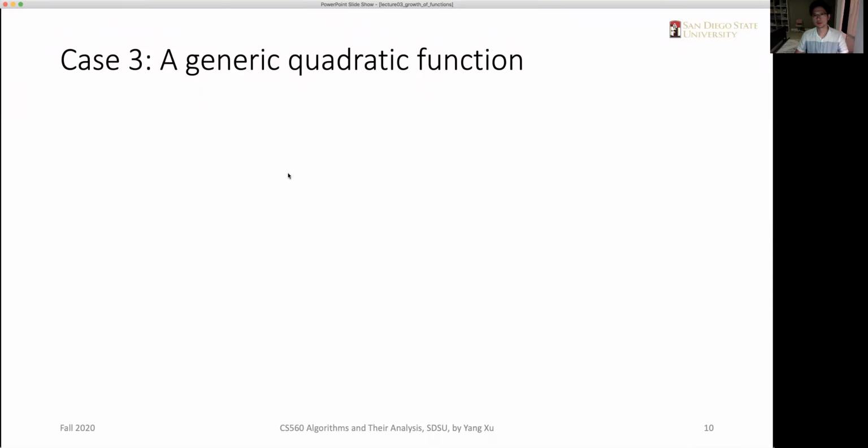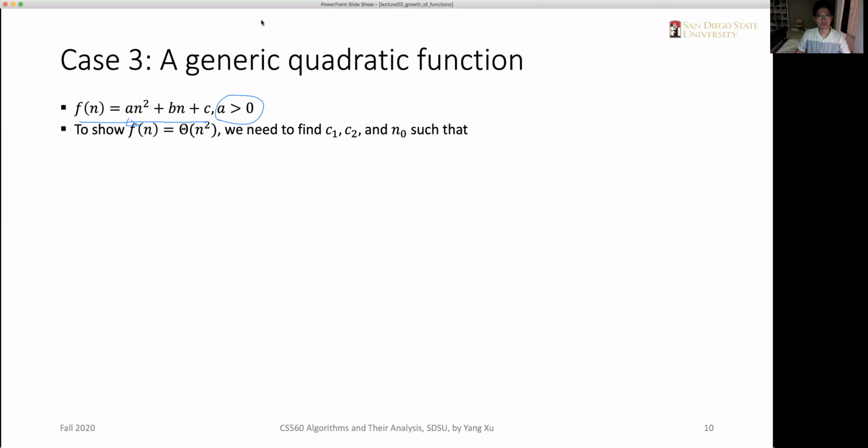The third example we will introduce is to show the big theta notation of a generic quadratic function. So assume that a generic quadratic function looks like this. We have arbitrary coefficient a times n squared plus b times n plus c, and we assume that a is greater than 0, because we want the function to be non-negative. If something is negative here, then the function will reach the negative area. All right, so we want to show that this function belongs to big theta of n squared.